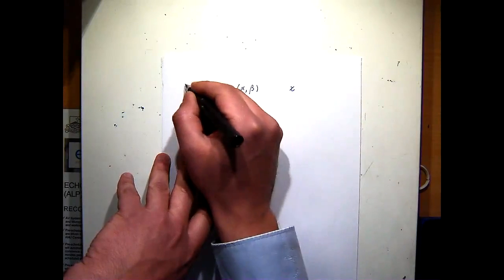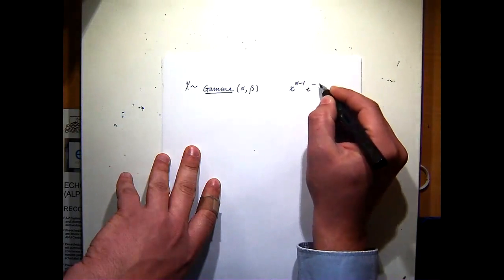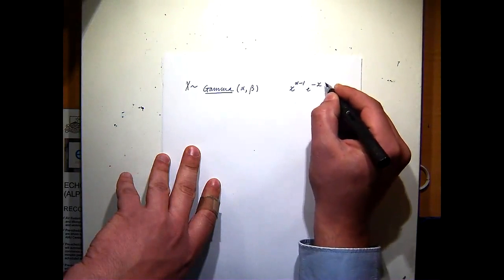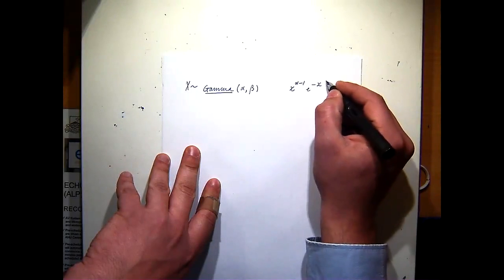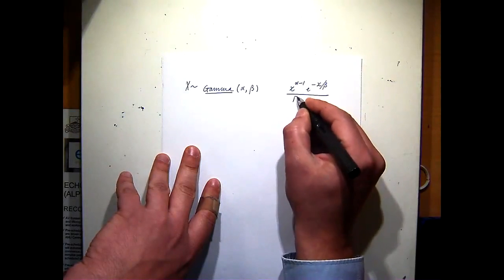x to the power of alpha minus 1, e to the minus x. Normally it would be just minus x, but with a beta in it, you put minus x over beta. That's if the scale is not 1. You have to fix it up. Gamma of alpha is the key thing.